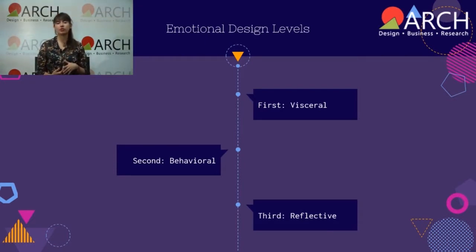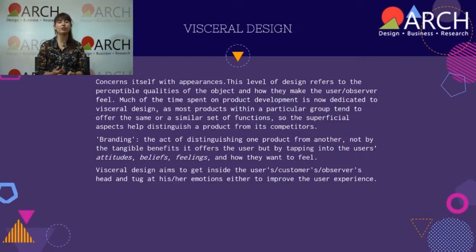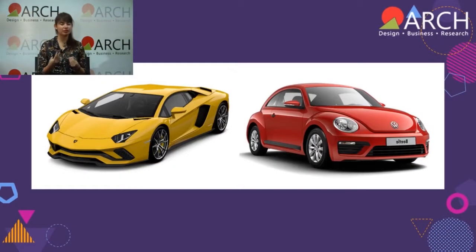The first one is called the Visceral Level. So what is the Visceral Level? It's when you see a really nice, good-looking product and you say, I like this product. This product is going to show who I am, or something that I want to be. So see these 2 products that we have over here.